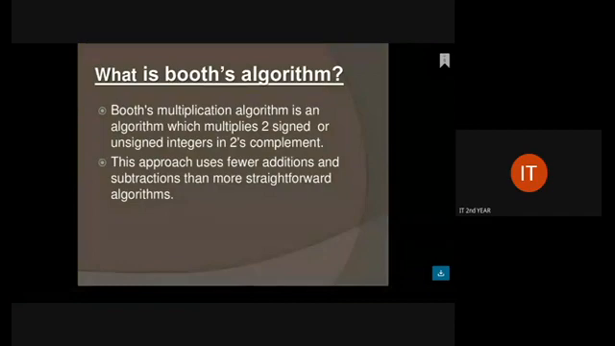Firstly, what is Booth algorithm? Booth algorithm is a normal algorithm which multiplies two signed integers or two unsigned integers along with the concept of 2's complement. We have already discussed 1's complement and 2's complement in the previous videos. Just go and check those videos. This is a basic approach which uses fewer addition and subtraction operations than the straightforward algorithm of basic binary multiplication.